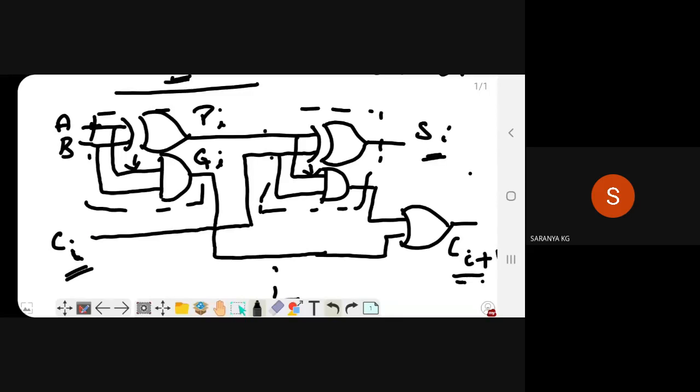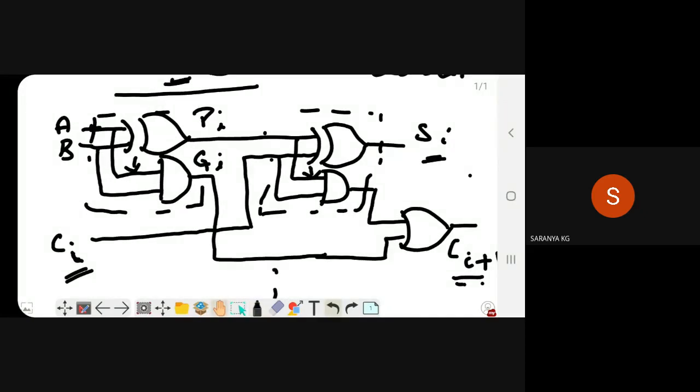Okay. So for the carry generation equation, or to get the carry generation circuit, I want the equation for Ci plus 1. Because I want the next carry to be generated automatically, I'm going to design a circuit. So I want the equation for Ci plus 1 to get the design from this circuit.